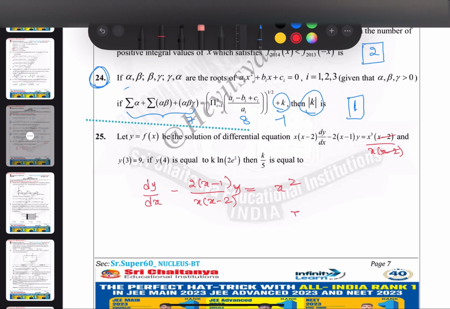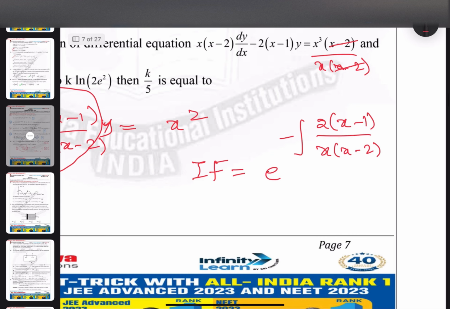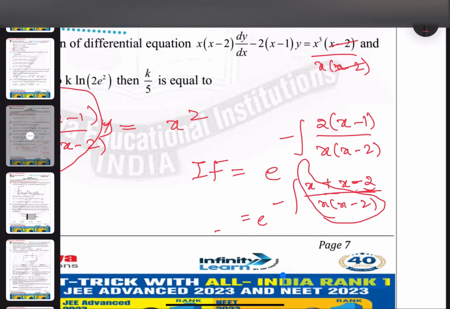Integrating factor is equal to e power integral of, so whatever this coefficient is, 2x minus 1 by x into x minus 2. Alright. Now this is e power minus 2x minus 1 can be written as x minus 1 plus x minus 1 by x into x minus 2. So x minus 1, this minus 1, these three can be clubbed and can be written as x minus 2. Alright. Now if you split the numerator, this part will give you 1 by x minus 2 and this part will give you 1 by x.